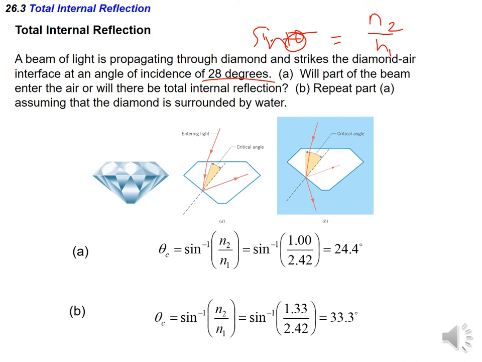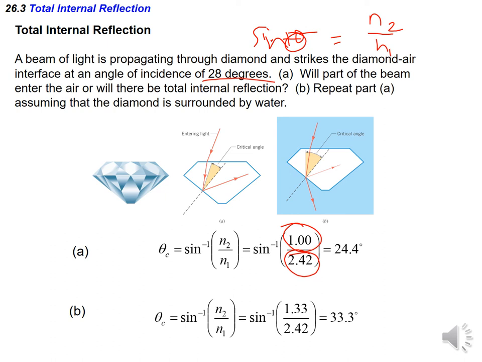So n2 is the index of refraction of air, which is equal to 1. And the index of refraction of diamond is on the table; it is 2.42. So that is equal to 24.4 degrees. Because the angle of incidence of 28 degrees is greater than the critical angle, we conclude that there is no refraction and the light is totally reflected back into the diamond. Okay, that is for letter A.